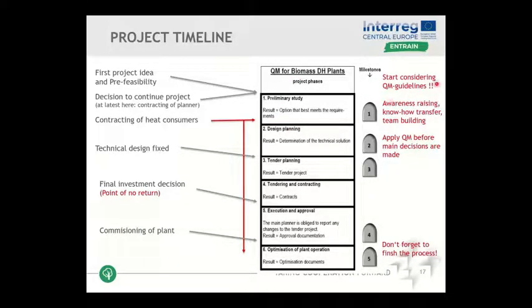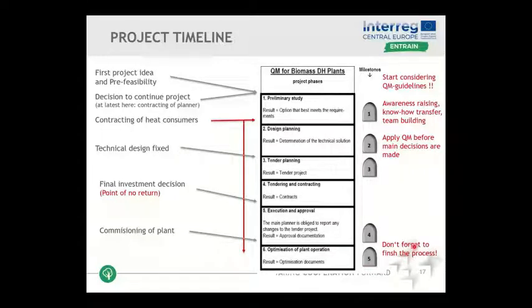Even there, you should start considering QM guidelines so that you have a basic idea of what QM expects of a good project. We learned in other trainings that it is very important because you immediately find out if a project is feasible or not if you start considering some basic benchmarks of QM. So starting from the first project idea, keep QM in mind. As soon as you have a decision to keep on continuing the project, so go into a more detailed planning, into a design planning, you should implement QM, starting with milestone 1. And then doing the full process over the complete planning phase until the commissioning and operating phase.